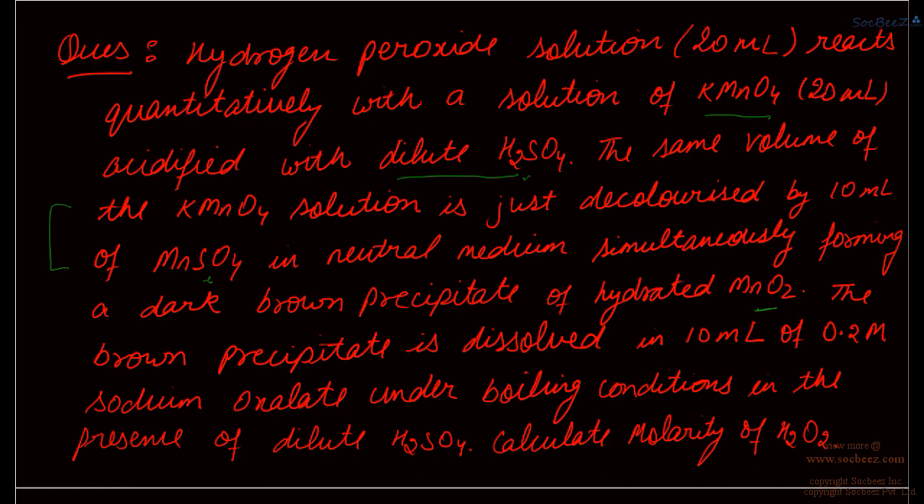As soon as this is formed, it undergoes photo decomposition as well, and therefore dark brown precipitate gets formed as MnO2. Here is the third titration. The brown precipitate is dissolved in 10 ml of 0.2 molar sodium oxalate under boiling conditions in the presence of dilute H2SO4. Calculate molarity of H2O2. So we need to calculate molarity of H2O2 by considering the 3 titrations given in this question. To get ourselves more clear, let's write the chemical reactions taking place here so that we can understand what the question is actually asking.